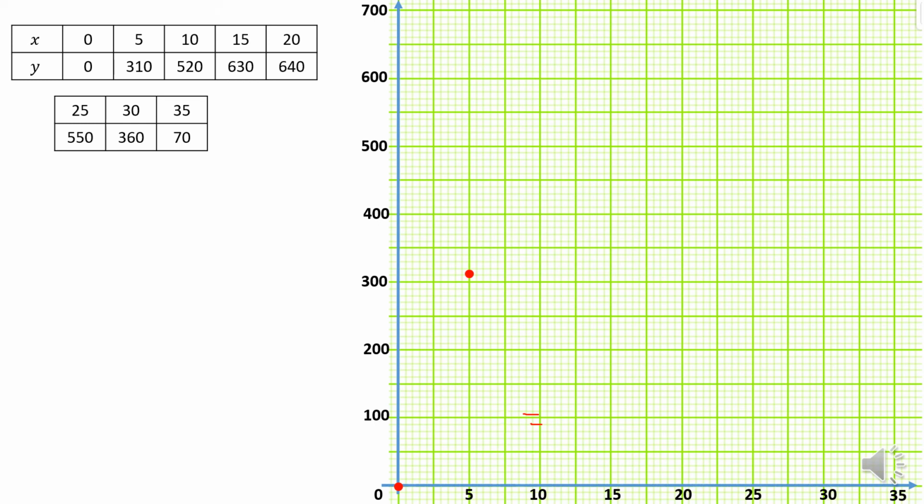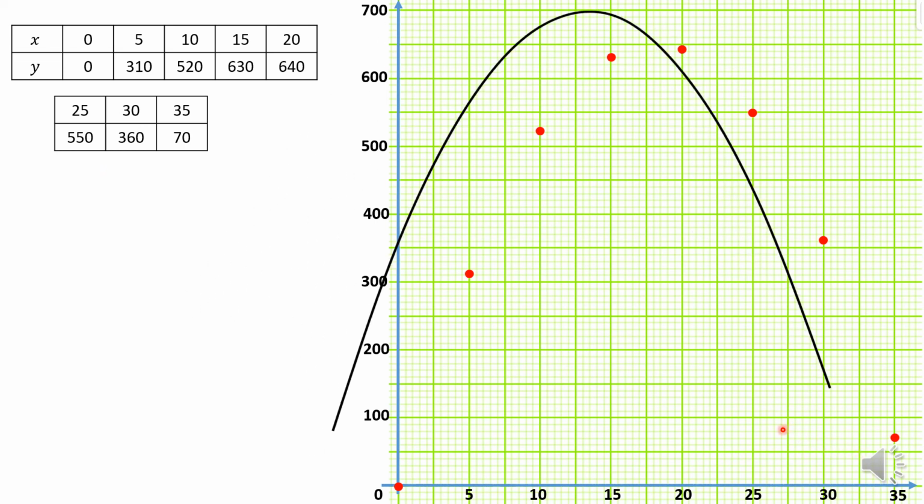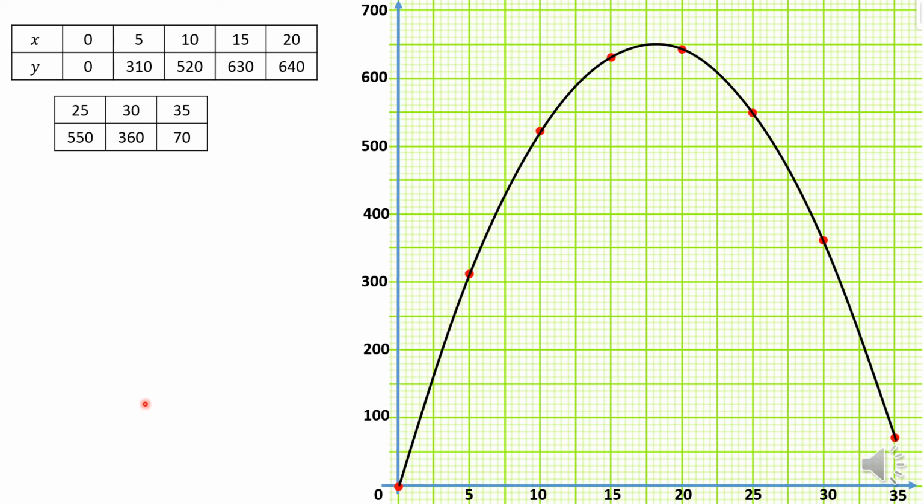All right, so if I continue, when x is 10, y is 520, as you can see from my table. When x is 15, y is 630, all the way up there. When x is 20, y is 640, and when x is 25, you get 550 for y. When x is 30, you get 360, and 35 gives you 70. And then you go ahead and draw that particular function. Please remember, freehand drawing. You can even label your function.